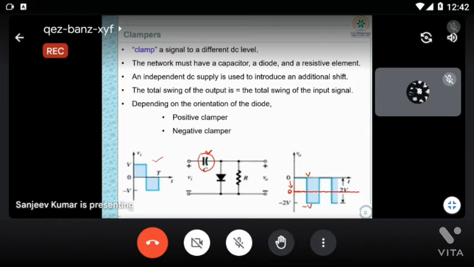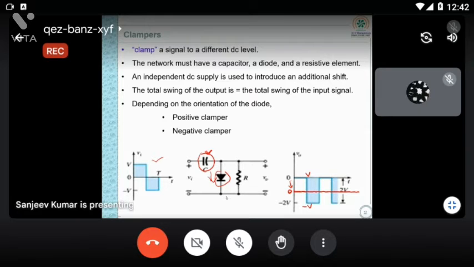Now can you tell me the circuit I have shown, is this a positive clamper or negative clamper? Negative clamper. Yes. So this is a negative clamper. You can see the orientation of the diode is like this. Now if you go for a positive clamper, the diode orientation will be changed.